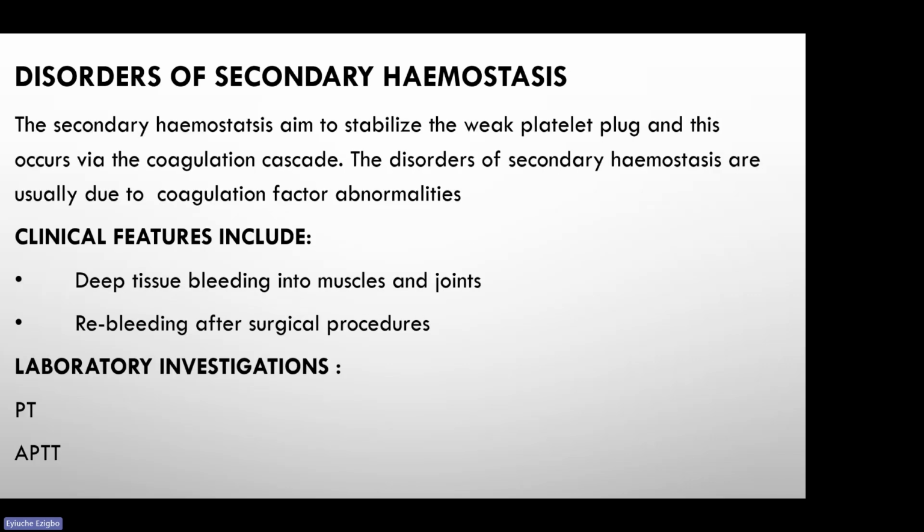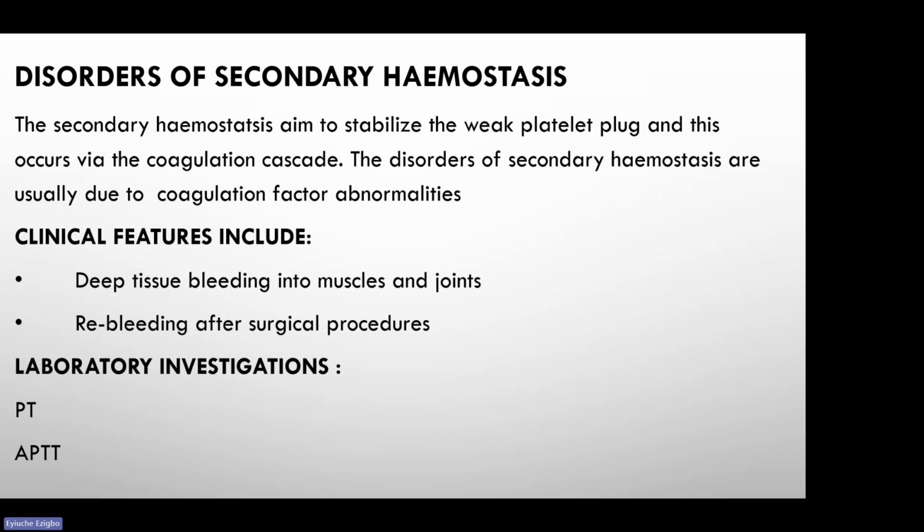Now we go over to disorders of secondary hemostasis. Secondary hemostasis, as we said, aims to stabilize the weak platelet plug, and this occurs via the coagulation cascade. We said that during the secondary hemostasis, the aim is to convert the fibrinogen that was used as a linking molecule in the primary hemostasis into fibrin. That is the aim of the secondary hemostasis.